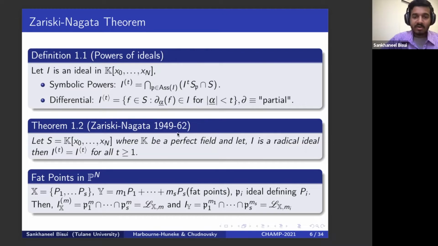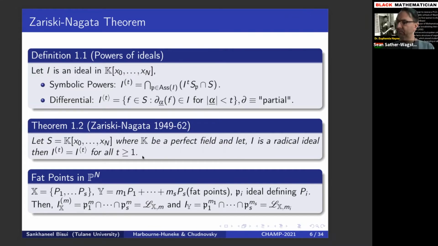Zariski-Nagata theorem for a perfect field and a radical ideal, it gives us the, it tells us that the symbolic power and the ordinary power of an ideal is going to be, just a minute. I do. Oh, okay. Can you see my screen? Okay, yeah, sorry. So, yeah.